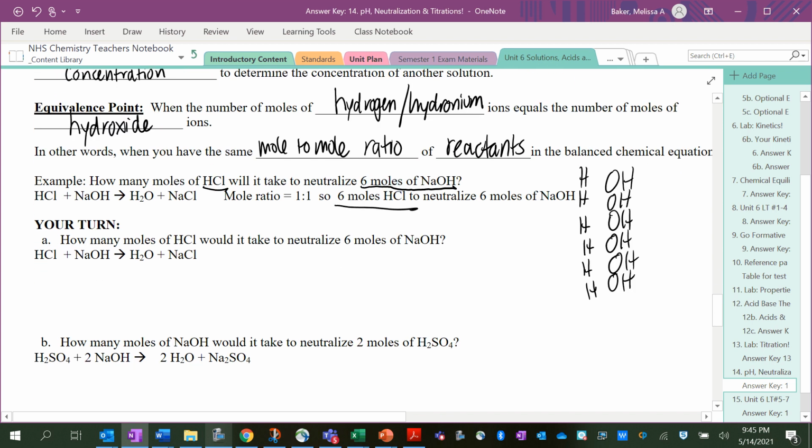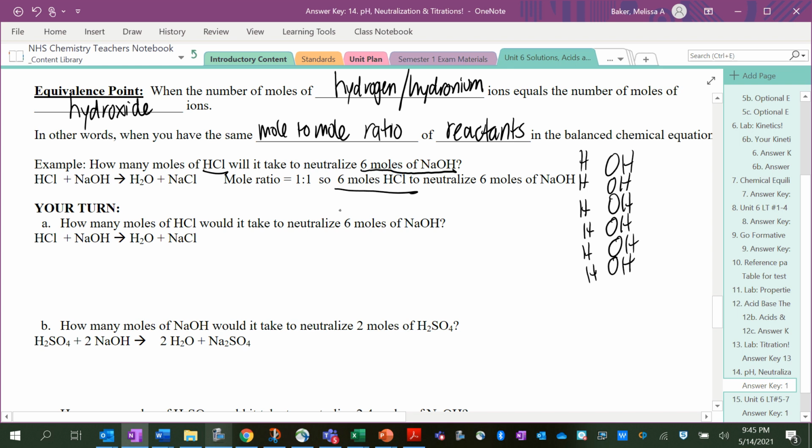Okay, so let's do that again. How many moles of HCl would it take to neutralize 6 moles of NaOH? Is this the exact same problem? I meant to do something different. So let's do, would it take to neutralize 3 moles of NaOH? Okay, so you've got 3 moles of NaOH. You're going to need 3 moles of hydrogen ions.